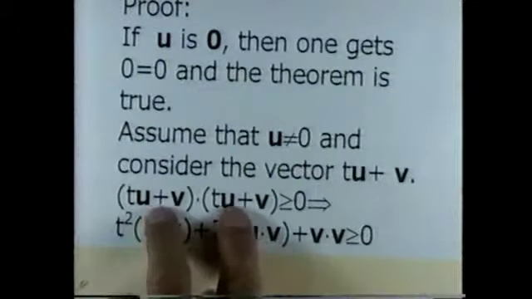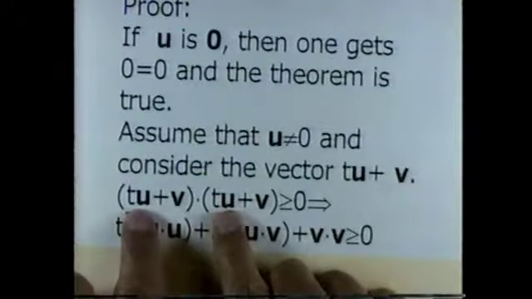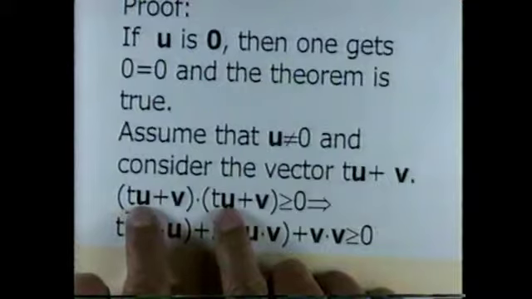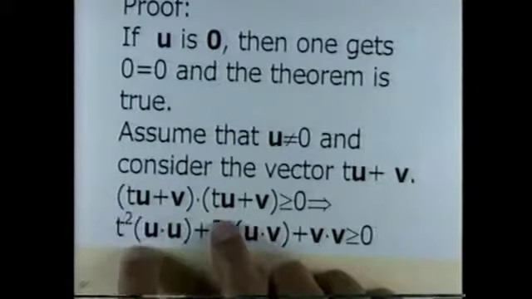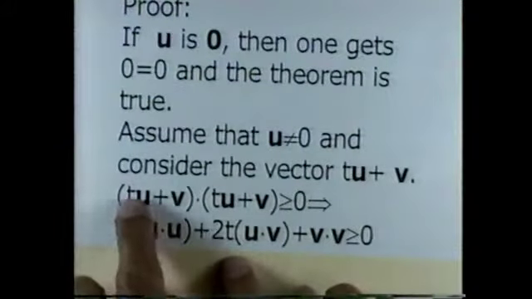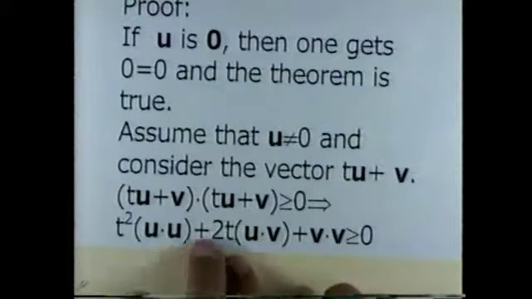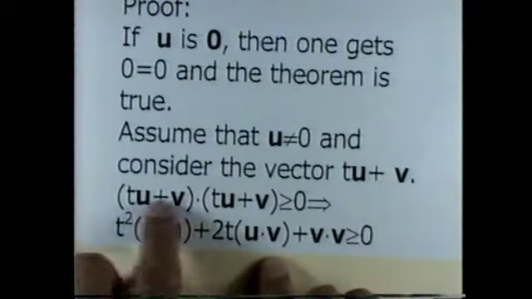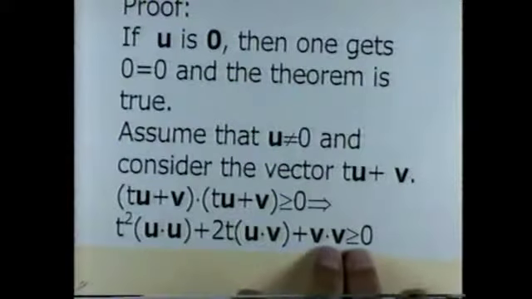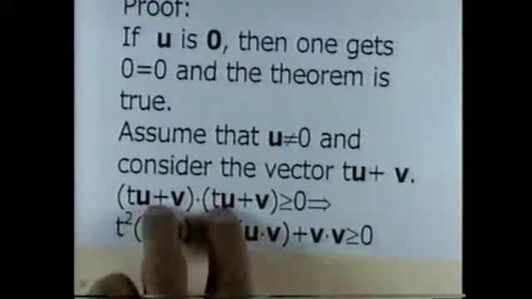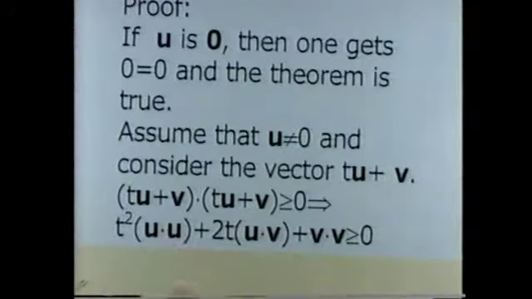So now I can use the FOIL method. Actually, it's the distributive property of dot product, but we can remember it by FOIL. And I can say tu dot tu, well, t times t is t squared, so that would leave me with t squared u dot u, plus tu dot v plus v dot tu. Well, that's going to be 2t u dot v, and then v dot v is positive, because I'm just multiplying these two to get this one. So if this quantity is positive, then so will be this quantity.